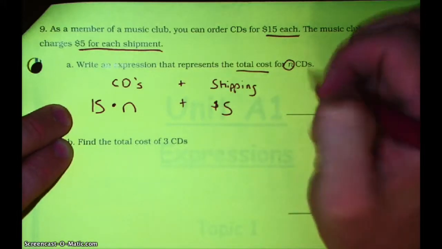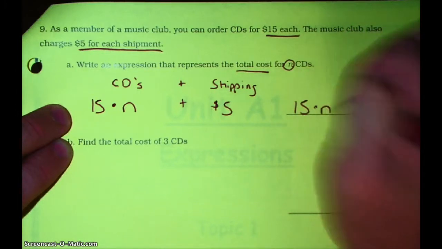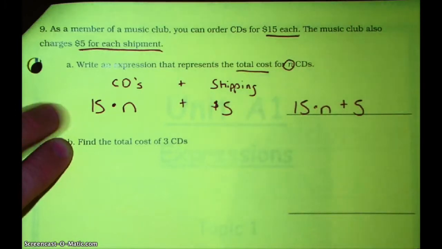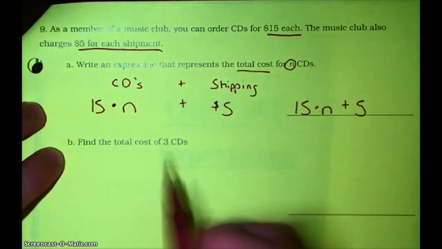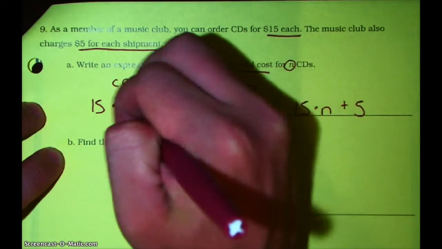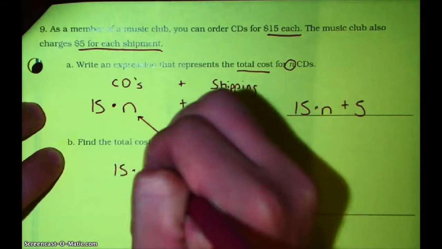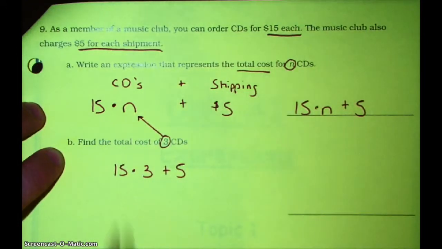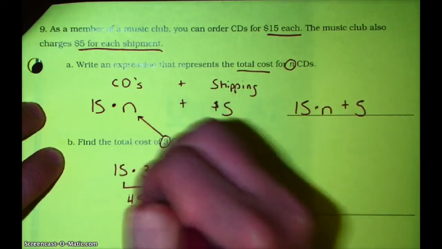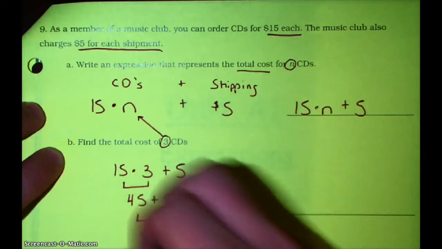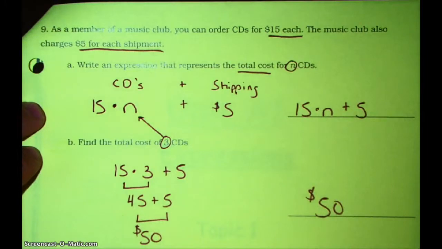So in total, an expression that represents the total cost for N CDs is 15 times N, plus the $5 extra for the shipping. Part B says find the total cost of 3 CDs. Well, this is easy because now they told me what N is equal to. So I'll just simply come down here, 15 times 3 plus 5. Following order of operations, I see multiplication first. 15 times 3 is 45. 45 plus 5 is $50. And so my answer to part B, the amount of money total that I will spend for buying 3 CDs, is $50.